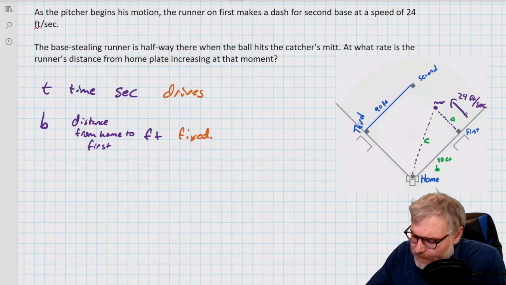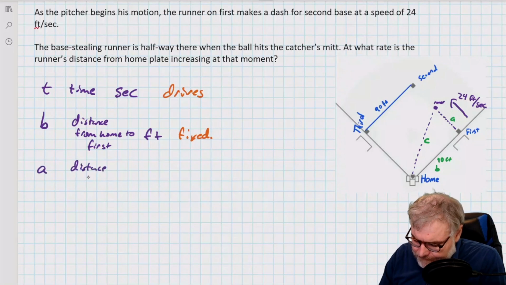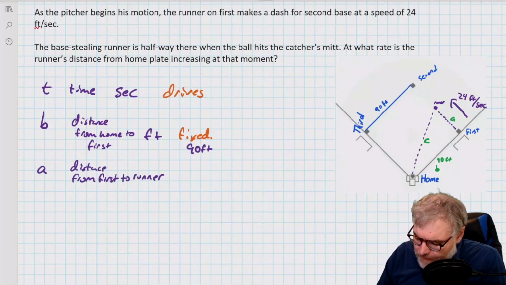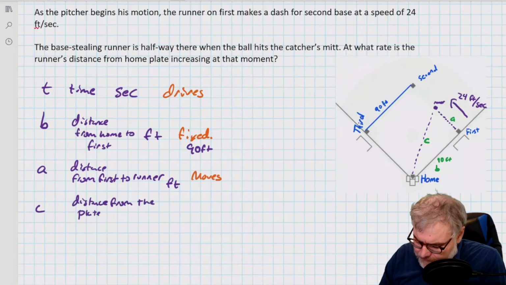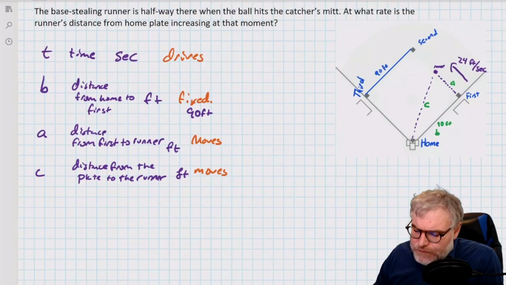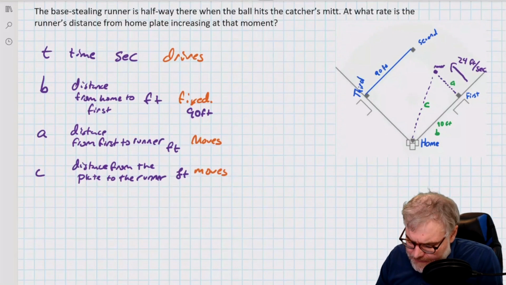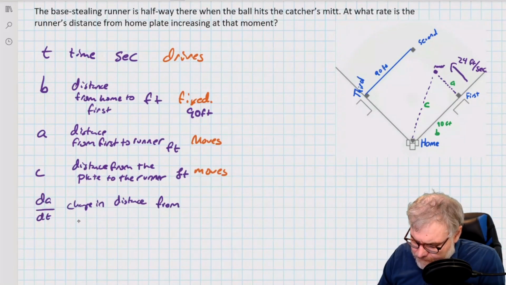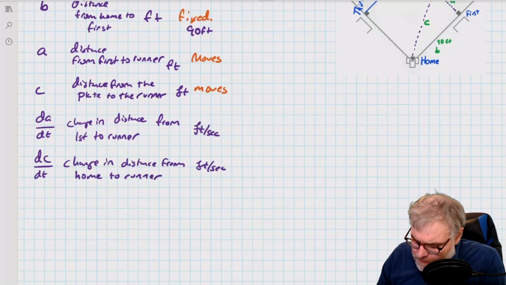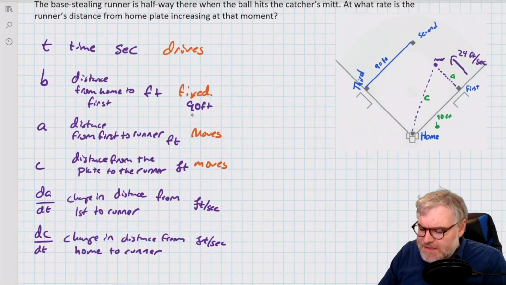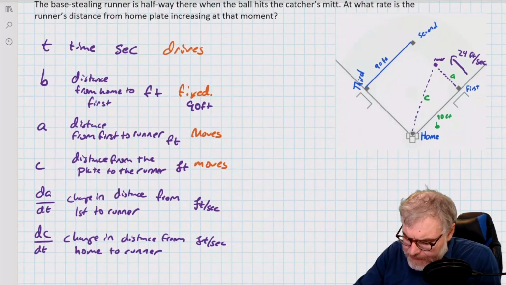Okay, what is moving here? Well, the distance between first and the runner. That's also in feet, but that moves. And now I'm going to have some rates up here. Let's throw on our rates. Okay, and this thing's fixed, so I'm going to sub that in. Let's write out our snapshot data.